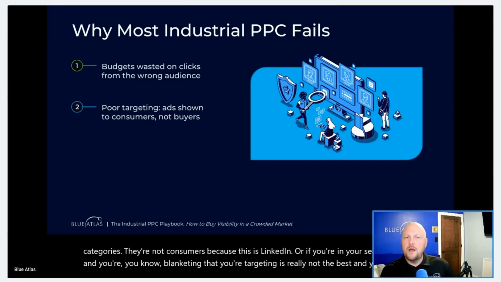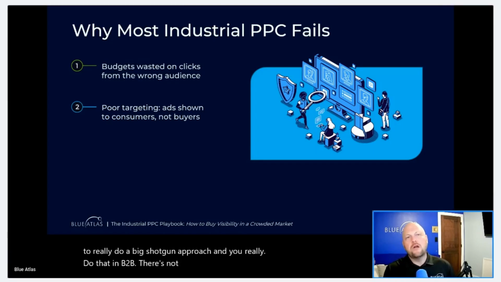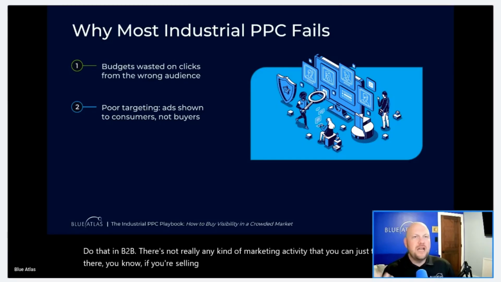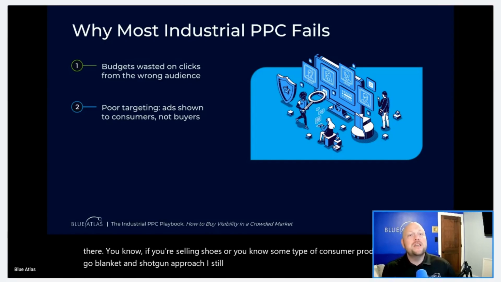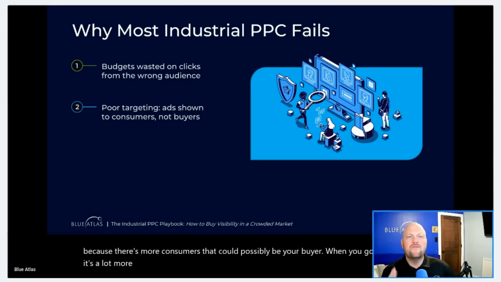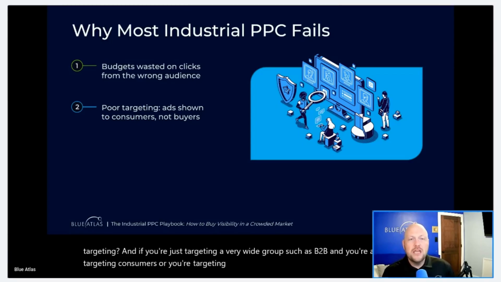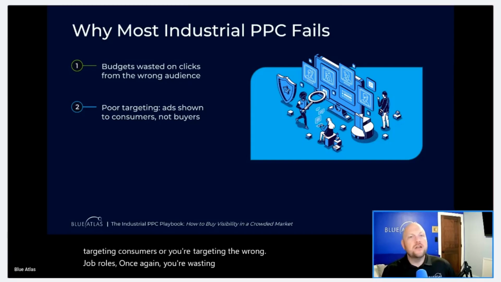And you're trying to really do a big shotgun approach, and you really can't do that in B2B. There's not really any kind of marketing activity that you can just throw it out there. If you're selling shoes or some type of consumer product, you can go blanket and shotgun approach. I still don't recommend it, but you can go that route because there's more consumers that could possibly be your buyer. When you go into B2B, it's a lot more specialized. You usually have a very unique, specific purchaser that you're targeting. And if you're just targeting a very wide group, such as B2B, and you're also targeting consumers, or you're targeting the wrong job roles, once again, you're wasting money. Your results are not going to be there.